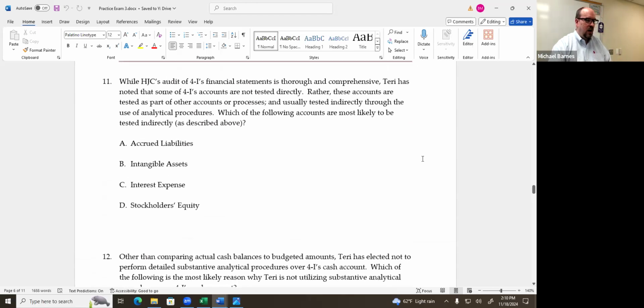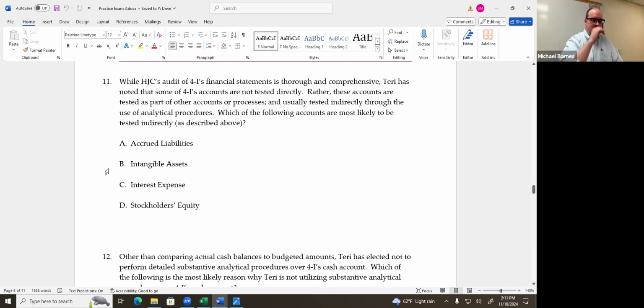Question number 11. While HJC's audit of 4i's financial statements is thorough and comprehensive, Terry has noted that some of 4i's accounts are not tested directly. Rather, these accounts are tested as part of other accounts or processes and usually tested indirectly through use of analytical procedures. What category of accounts am I talking about in this question? Income statement accounts. Good. So which of the following accounts are most likely to be tested indirectly as described above? We're looking for which ones in the income statement, which would be interest expense, C.